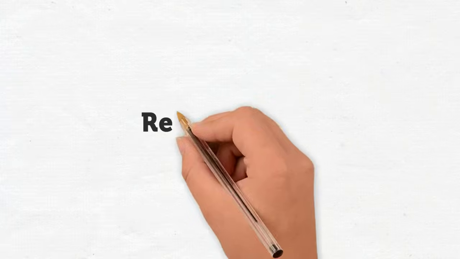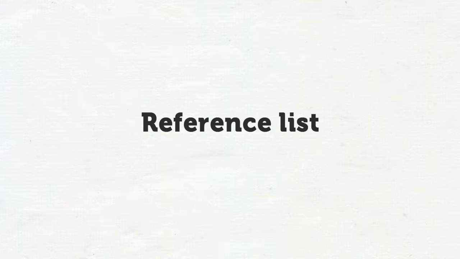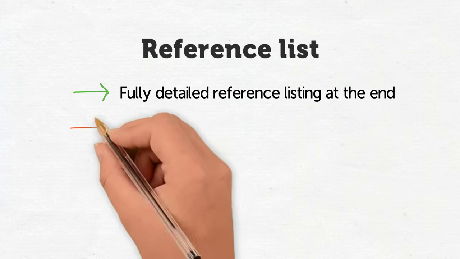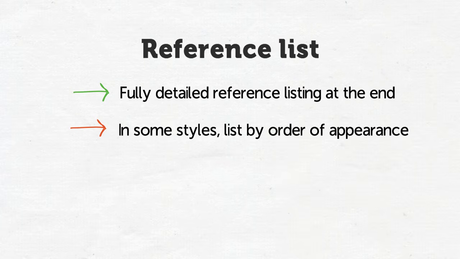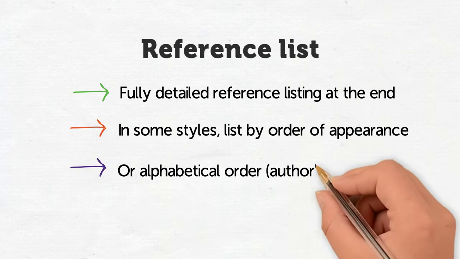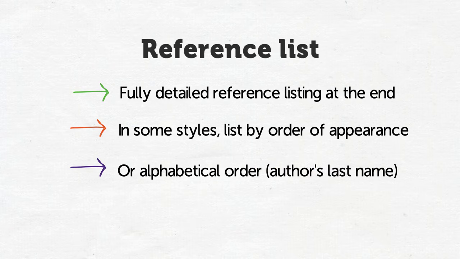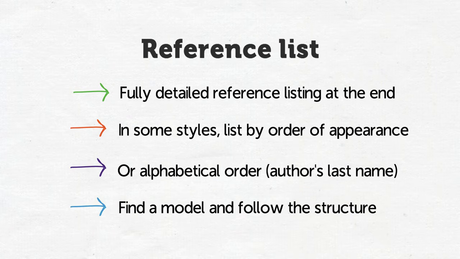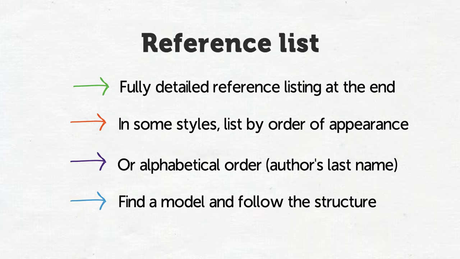The second part of the reference is the reference list. Every reference in the text needs to be more fully detailed in a reference listing at the end. In other styles, they are listed in alphabetical order according to the author's name. Find a model of the type of source you are referencing and just follow the structure.